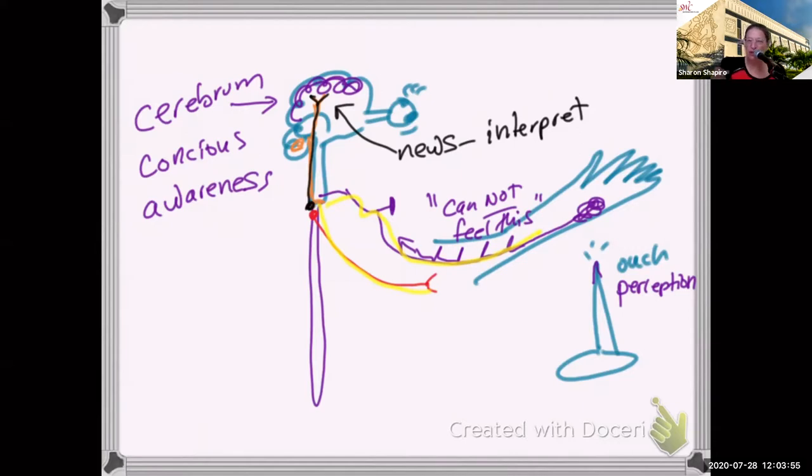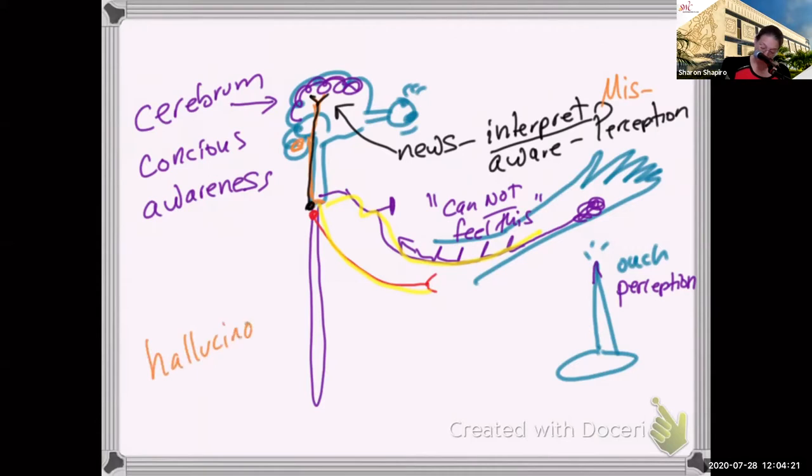Now, only when it gets up there, when your brain interprets it and now you're aware of it, that's what we call a perception. The brain can make a mistake and it can form what we call a misperception. Hallucinogens: gen there means generator. Hallucinations mean you're perceiving something that's not really there, or you're perceiving it in a different way.